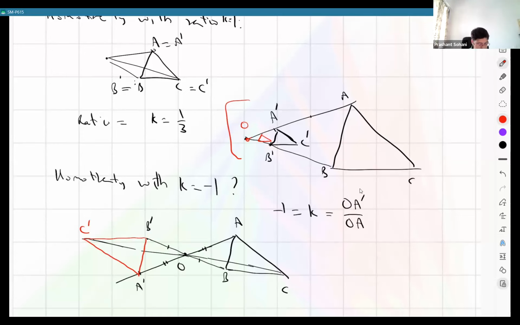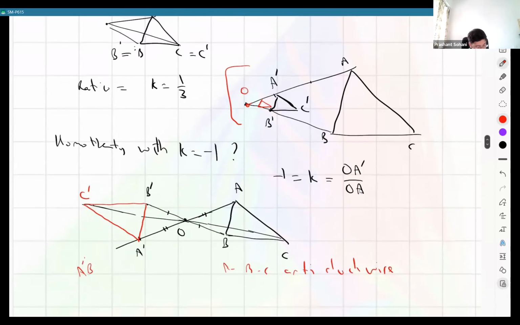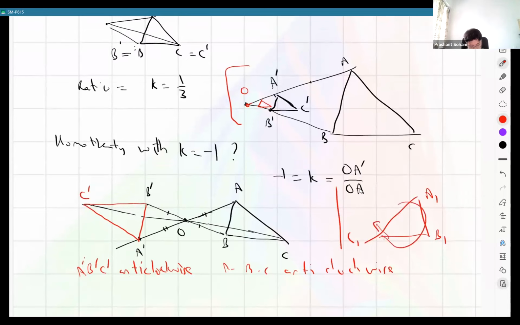But an important observation: although this looks like reflection, this is distinctly different from reflection in a line, because reflection in a line changes the order of the points. Like here ABC are anti-clockwise, and here also A dash, B dash, C dash are anti-clockwise only. So this is not what a mirror would do. If I take a mirror image of ABC, then A1, B1, C1 change, they become clockwise. So this is not reflection in a mirror. This is more like reflection in a point. Okay, so pay attention to the difference.